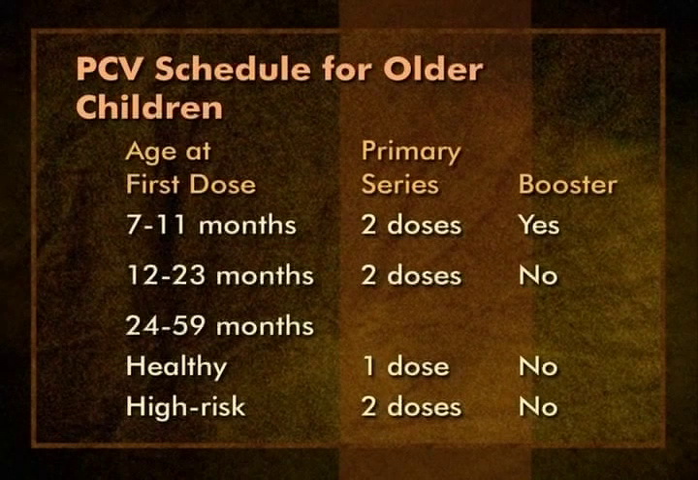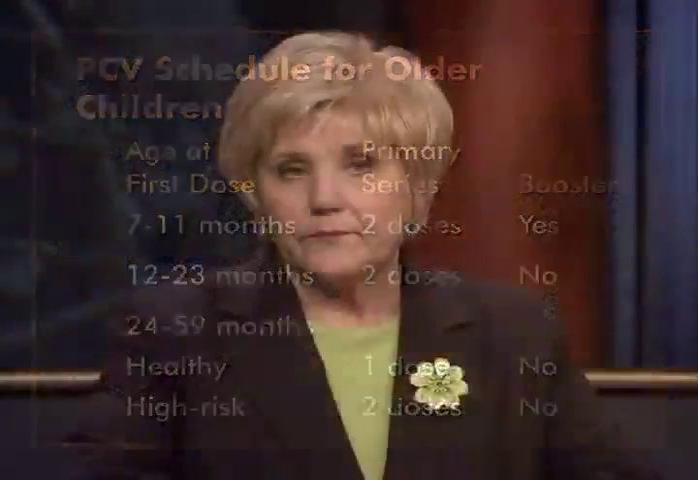Healthy unvaccinated children 24 to 59 months of age need only 1 dose. Unvaccinated children 24 to 59 months of age at high risk of invasive pneumococcal disease, such as those with HIV infection or asplenia, should receive a total of 2 doses separated by 8 weeks.